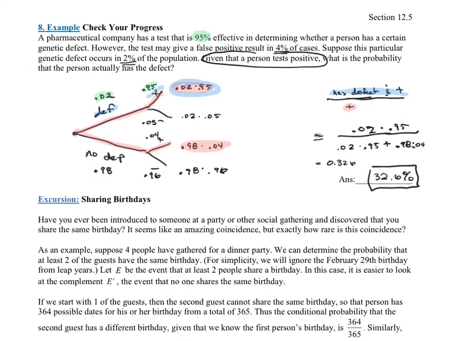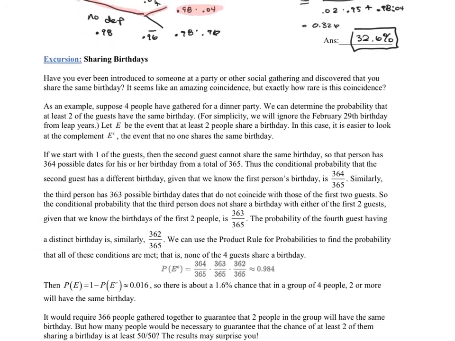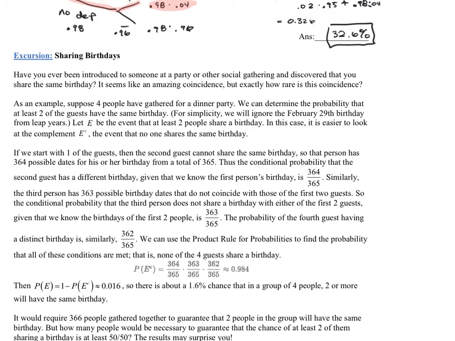Okay, let's move on. The next one's not really a problem that you have to do, but it's really kind of a cool thing. It's about sharing birthdays, and I want you to read through this and then look at my solutions to see the actual answer, the solutions that I've posted online. But it gets you to the idea of how can you guarantee 2 people have the same birthday?